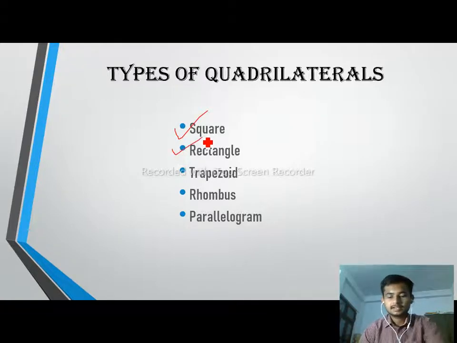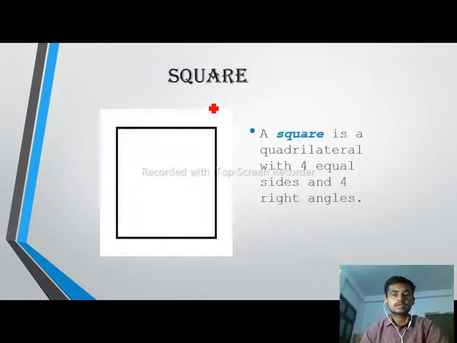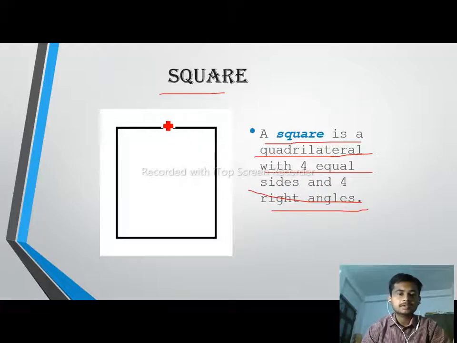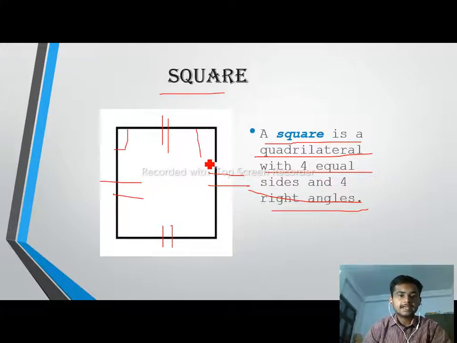Now let's take some examples. A square is a quadrilateral with 4 equal sides and 4 right angles. What do we mean by 4 equal sides? Square has the property that all its sides are equal and parallel to each other. It also has 4 right angles, which means 4 angles of 90 degrees to each other.